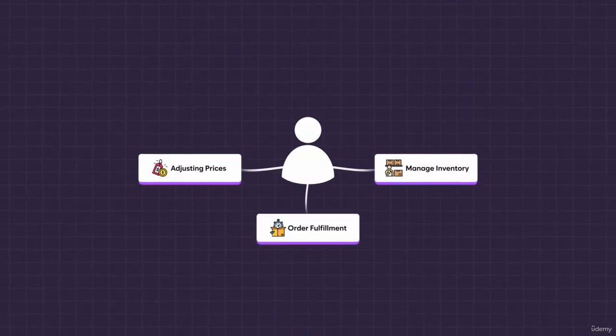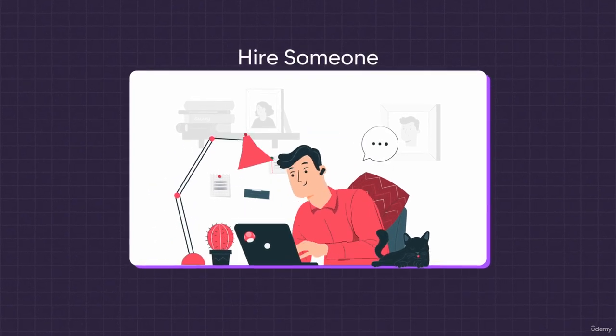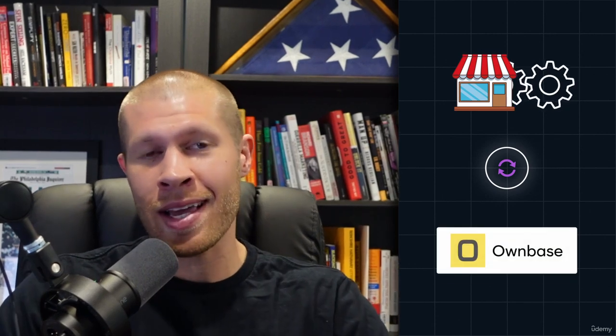In my opinion, this was the only thing lacking with TikTok shop, and it was that you had to do everything manually yourself or you had to hire somebody to do it for you. But now that's not the case at all because you can automate your store by simply syncing it up with Ownbase, and it's not complicated or difficult. It's simple, it's user-friendly, and the setup is straightforward.